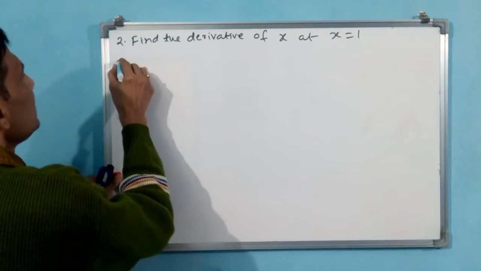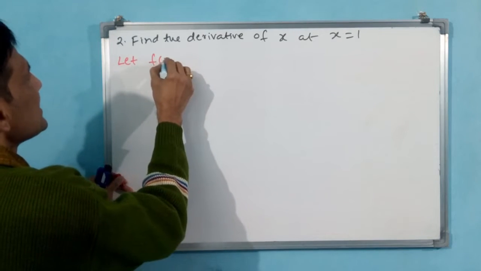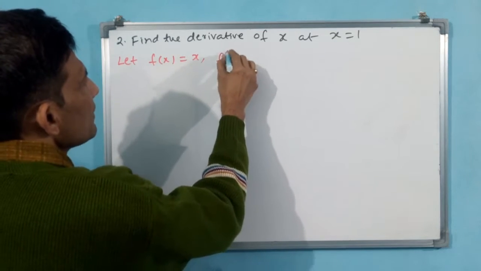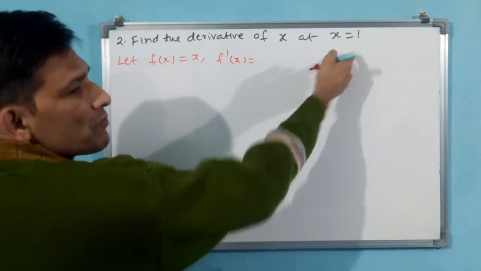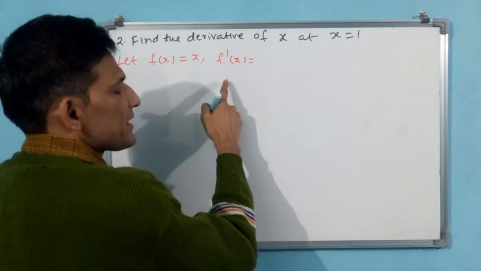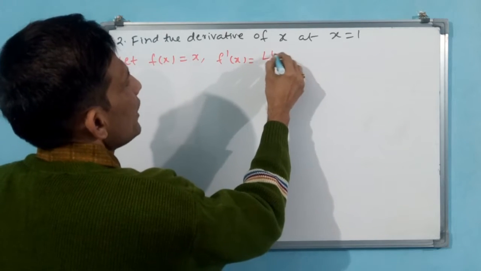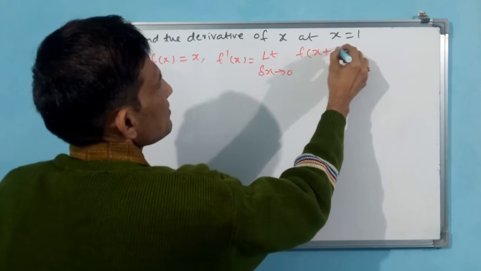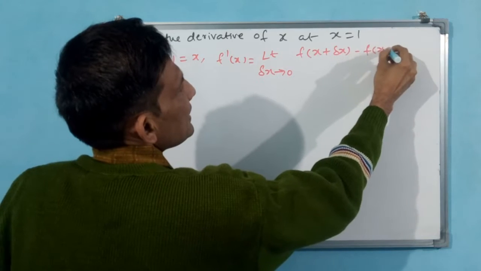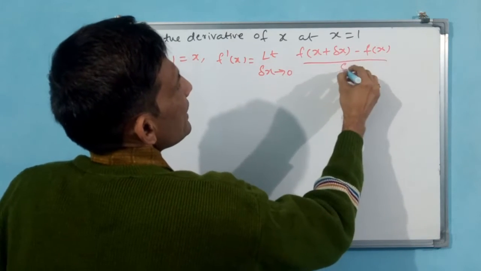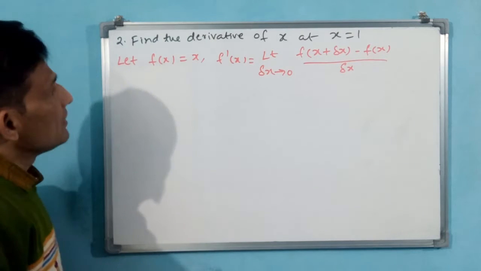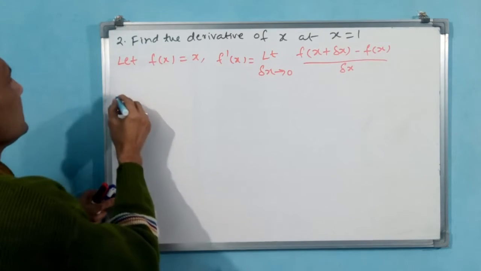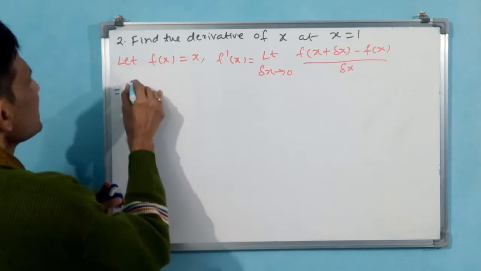Let f of x is equal to x. f dash x is equal to, see, f dash 1 we want, but afterwards we will see it. Let us first find f dash x. f dash x is equal to limit delta x tends to 0, f of x plus delta x minus f of x divided by delta x. This is the process or procedure. Now you substitute, that is equal to limit delta x tends to 0.